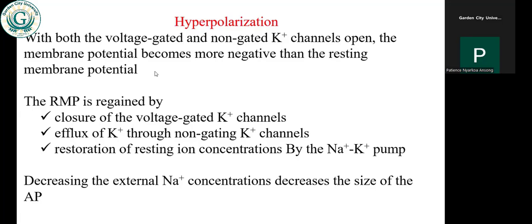So hyperpolarization is when we open voltage-gated potassium channels, then potassium will rush out of the cell, creating that negative environment inside the cell again. And as I said, because the potassium channels transport potassium at a faster rate compared to sodium, a lot of potassium will leave the cell, creating a more negative environment than the resting membrane potential. And when that happens, we have hyperpolarization.